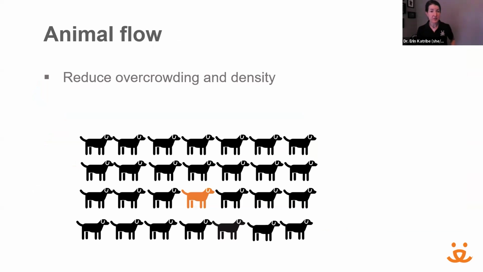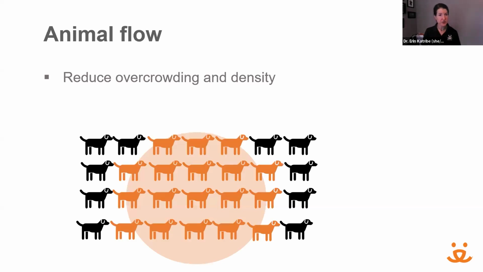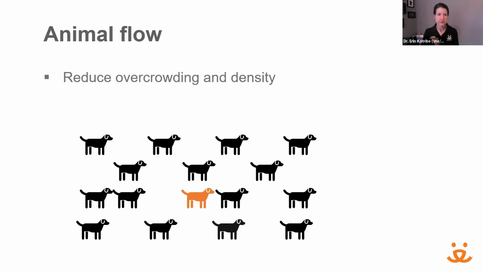Okay, let's talk a little bit about animal flow. And so the first thing will be reducing overcrowding and density. And so this is thinking about reducing potential exposure points. So in this example, we have this orange dog in the center, and every single dog run is full. So completely full kennel. Say this dog has distemper and he starts coughing. And so he coughs his virus 20 feet. In a full kennel situation, he is going to infect all of these dogs.